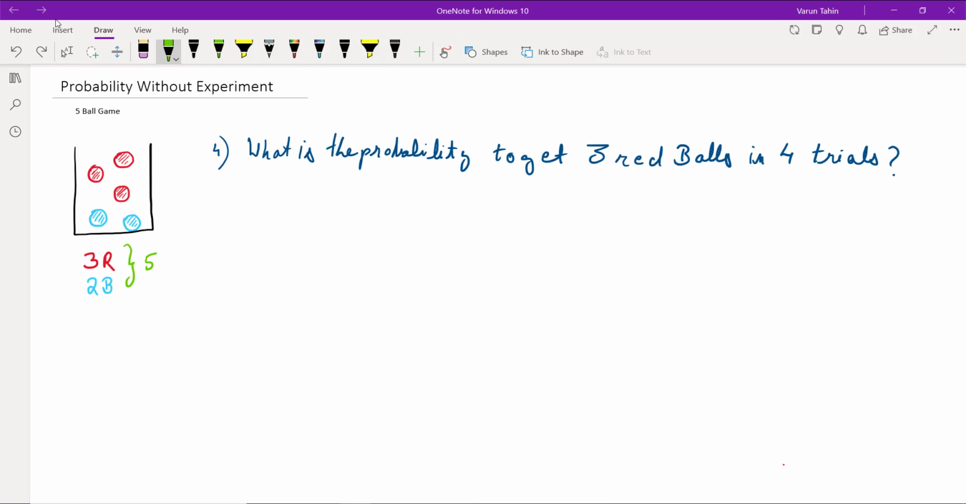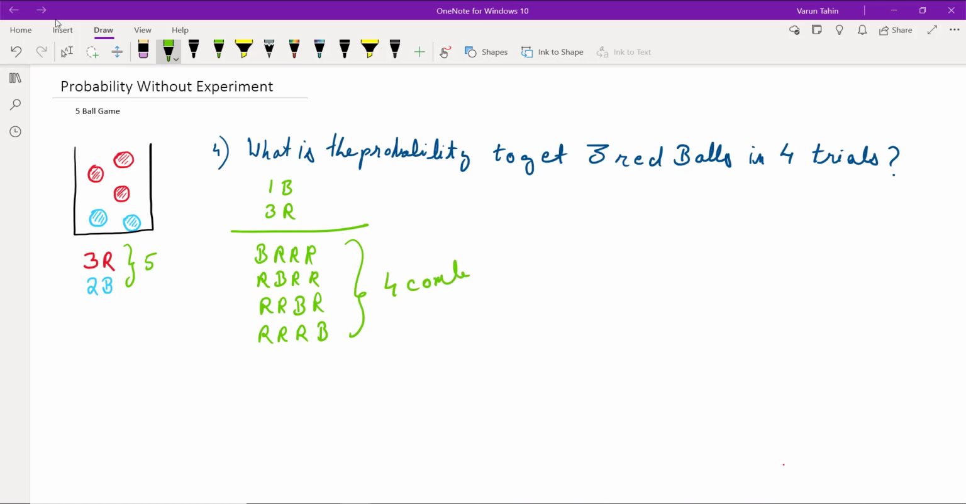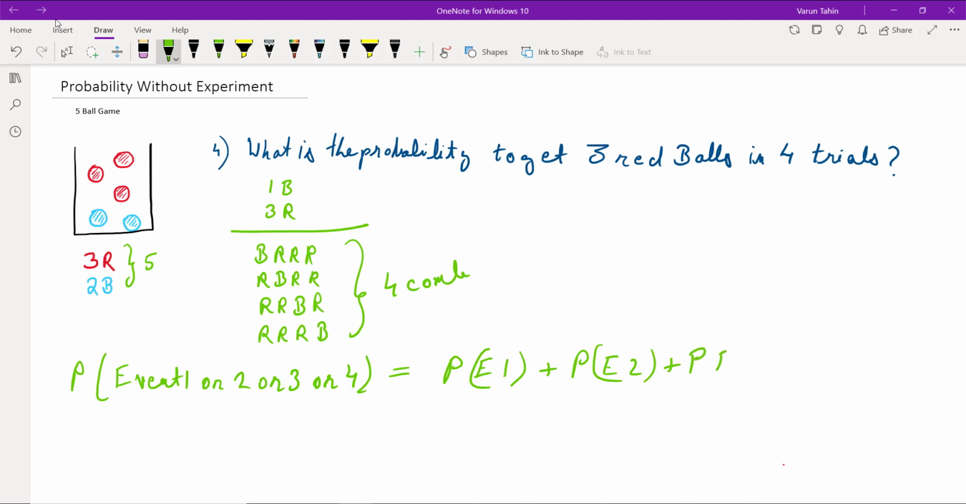Now let us find out the probability of getting 3 red balls in 4 trials. So 3 red balls in 4 trials means 1 blue ball and 3 red balls. Okay. So how many combinations can we get out of this? So total 4 combinations. So in this question we need to use both the multiplication and addition rule. So we can calculate this by saying probability of event 1 or 2 or 3 or 4, which is equivalent to saying probability of event 1 plus probability of event 2 plus probability of event 3 plus probability of event 4, and for each event we see that there is a multiplication.